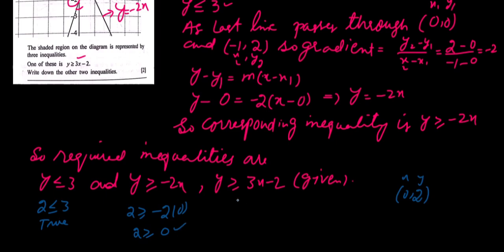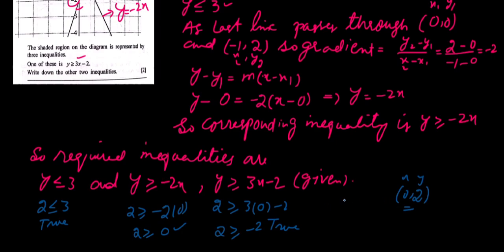Now you have to put this point also in the last inequality: 2 greater than or equal to 3x minus 2. What is x? x is 0, so 2 is greater than or equal to minus 2. Is this true? Yes, this is true. It means the point that we have chosen from region R satisfies all of these inequalities. This shows that we have correctly found the inequalities.